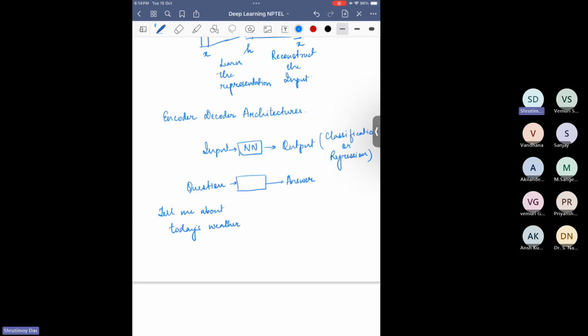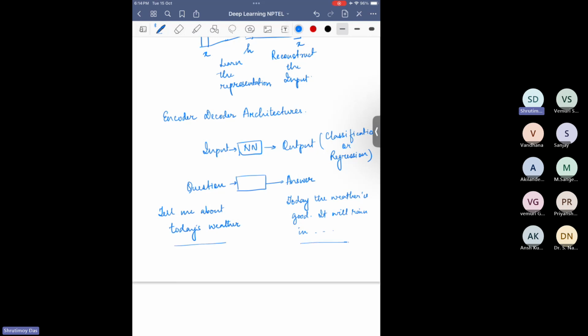So if it was a classification, the answer would just be a one word type of answer, like cat, dog, or something. But when I ask something like "tell me about today's weather," it should generate some text, right? It will say that today the weather is good. It will rain sometime, it will rain in the afternoon and so on. It will generate some text. So how do we design a neural network while going from this to this?